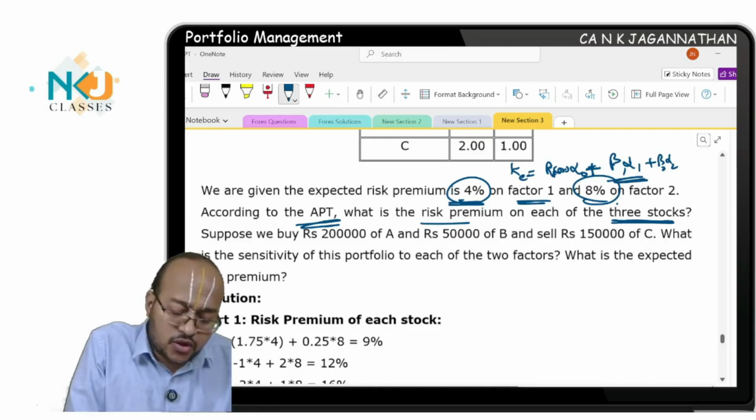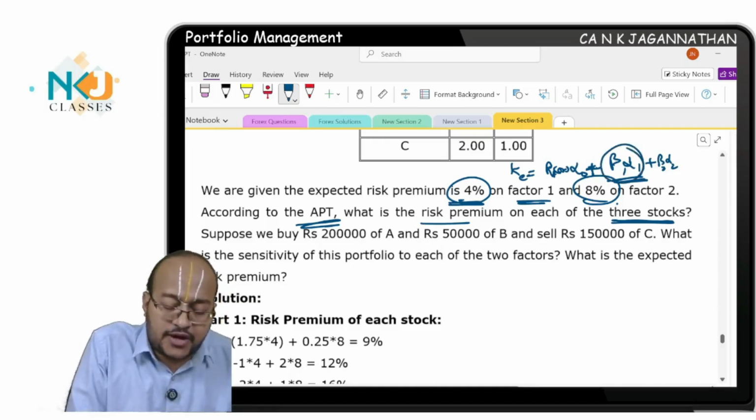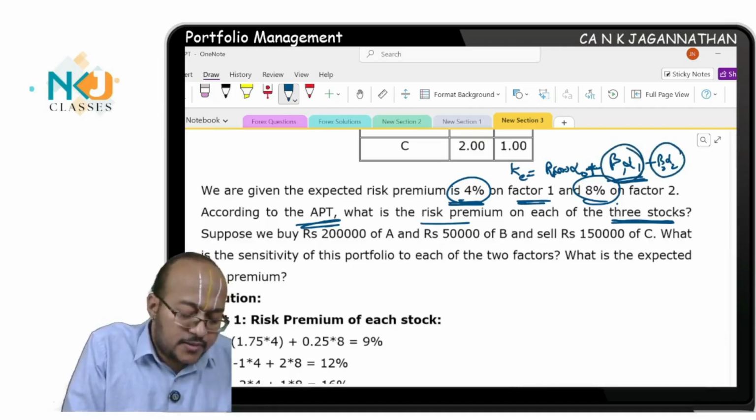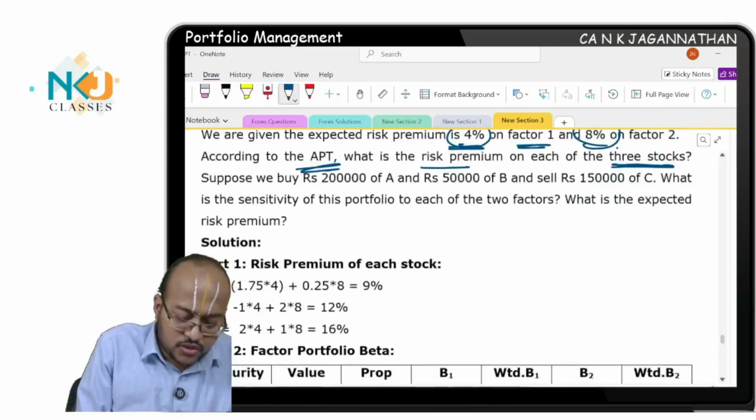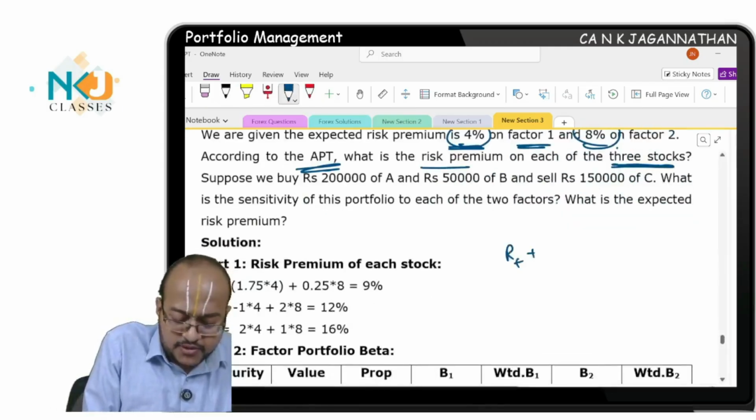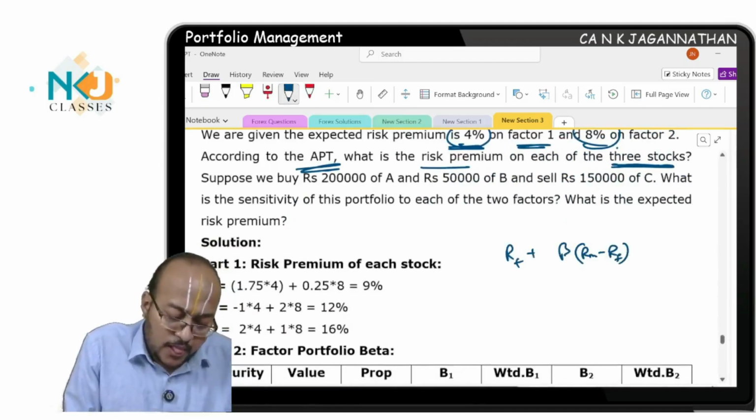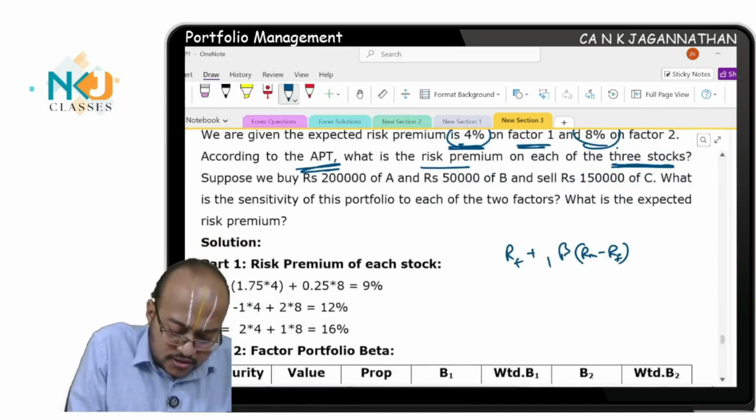And this is the risk premium for that particular factor. You add it, you will get the risk premium. See, very simple. I'll just show you. Here we have RF plus beta into (RM minus RF). Agreed? Now, for this stock, this is the risk premium.